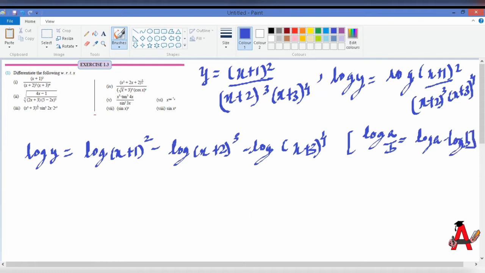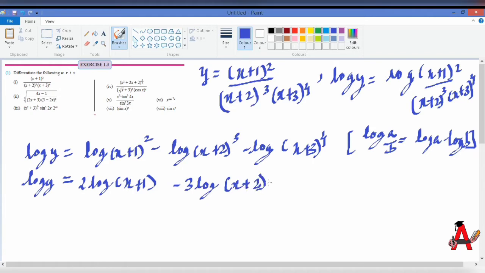Further, we can write log of m raised to n as n log m. जो भी log का power होता है वो आगे आ सकता है. So this can be written as log of y is equal to 2 log of (x plus 1) minus 3 log of (x plus 2) minus 4 log of (x plus 3), using log of m raised to n equals n log m.